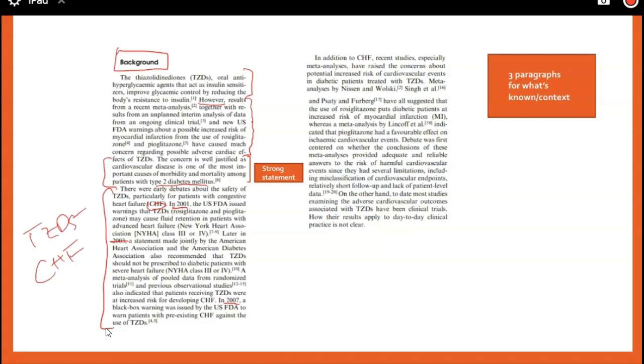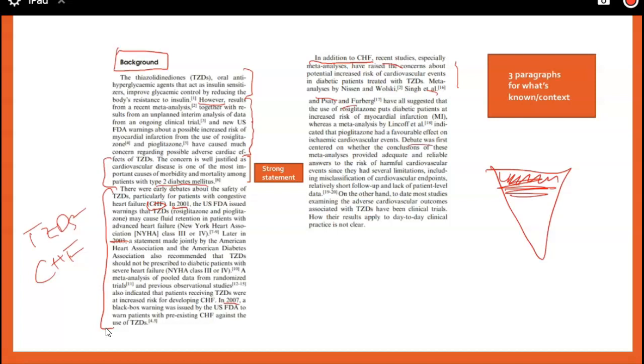Again, what do we know? We're still in that first part of the triangle, the very general context. What do we already know about this? Okay? And in the last paragraph of this 3-paragraph part on what we already know, the context of the study, there's a beautiful rhetorical move here: in addition to heart failure, recent studies explore other issues that relate to TZDs. And there's a meta-analysis cited, and some other studies. They all suggest that particularly rosiglitazone and some other TZDs really have some adverse effects in this context.